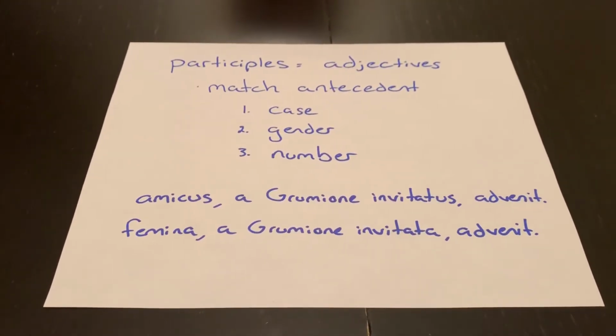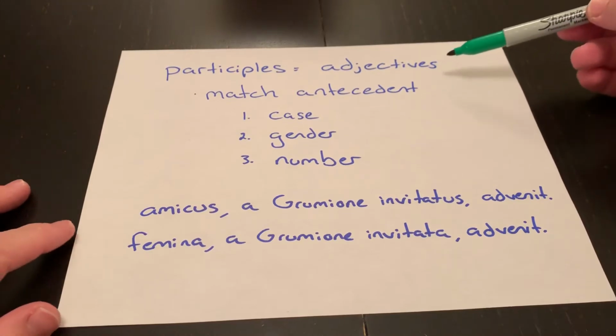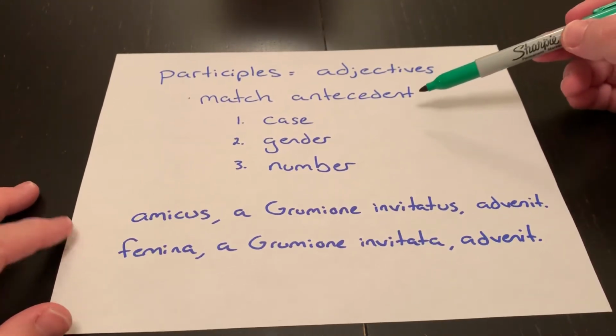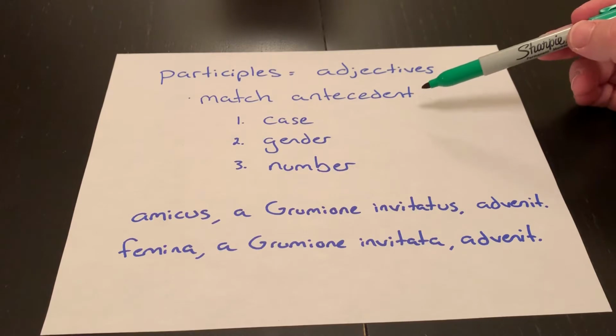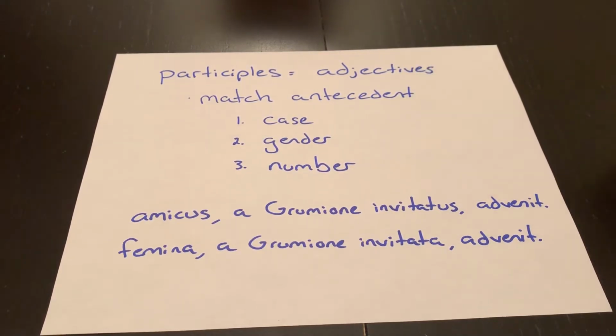In this video, I'm going to continue talking about passive participles. And one thing to remember about participles is that they are adjectives. They're verbal adjectives, which means they have to match the antecedent in case, gender, and number. Just like adjectives match whatever noun they're describing in case, gender, and number, so do participles.